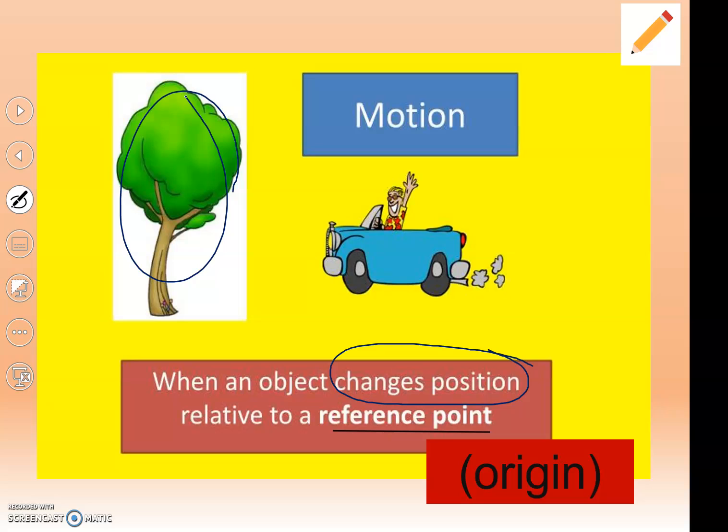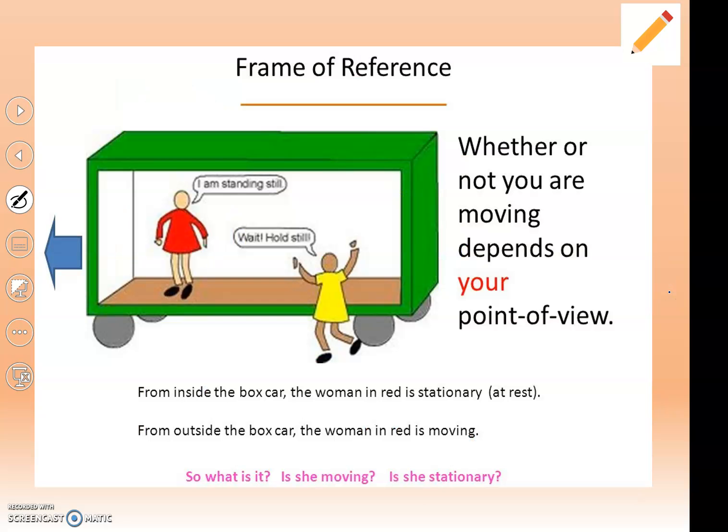With motion, the reference point could also be called the origin. We already talked in a previous lesson that the origin is just like the starting point. So maybe this car started at the tree, or maybe there's a rock over here and it started at the rock and that was the origin, and now the car is moving to the left. So frame of reference is very important because it helps prove that you are moving. So whether or not you're moving depends on your point of view.